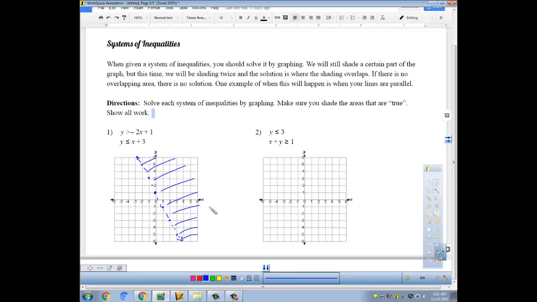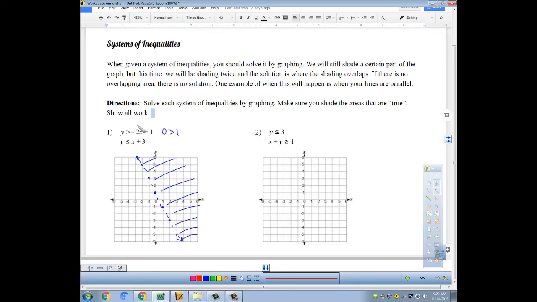As a reminder, you can also test a point. So you could test 0, 0, plug in 0 for your numbers. -2 times 0 is 0, plus 1 is 1. 0 is not less than 1, so you do not shade where 0, 0 is. So here 0, 0, shade where it is not.